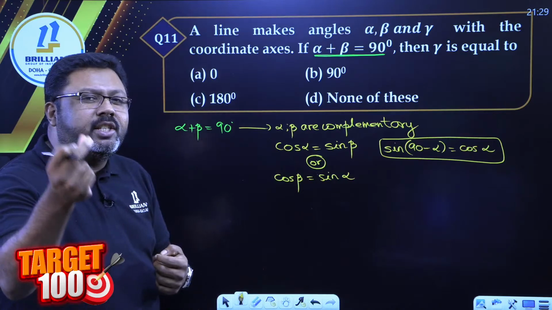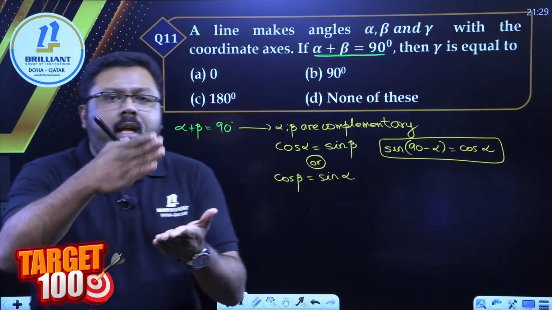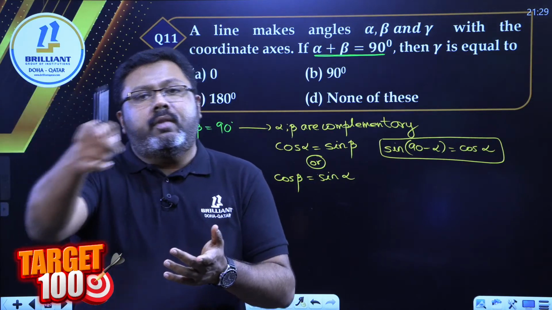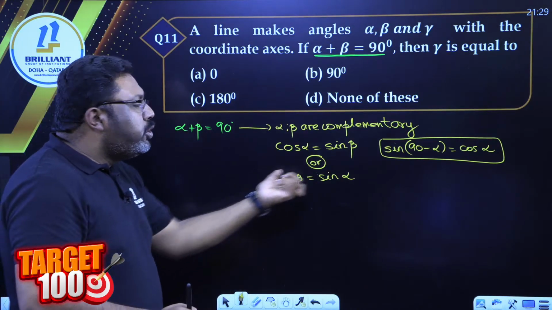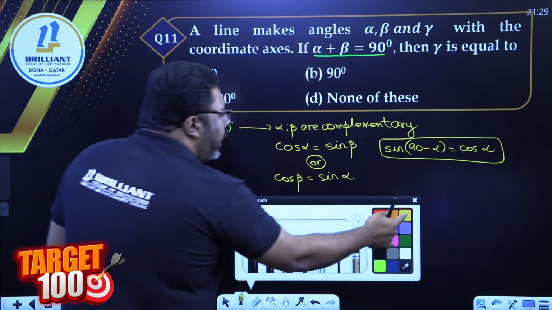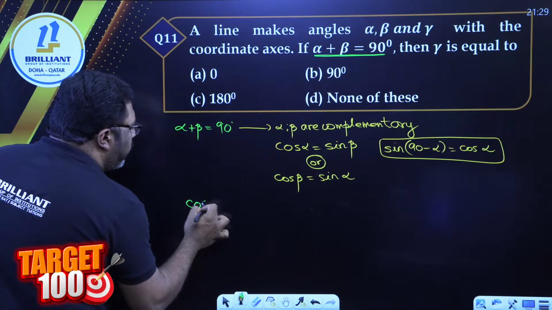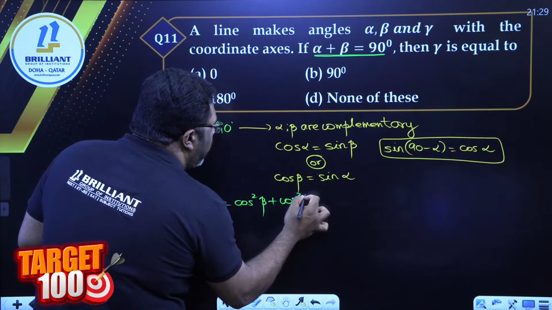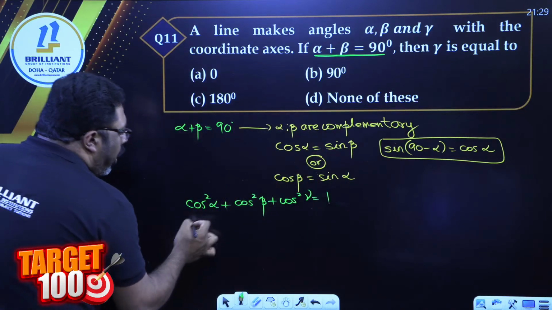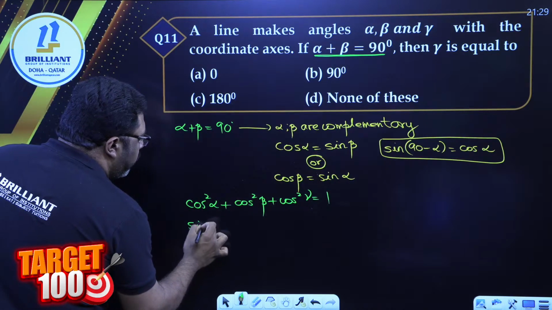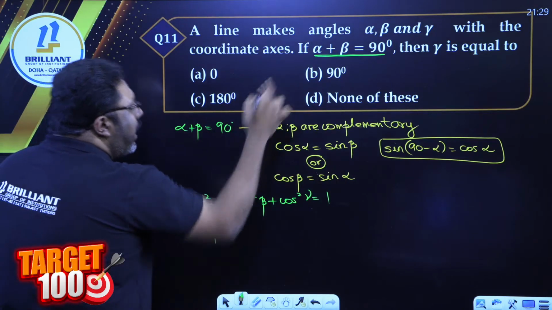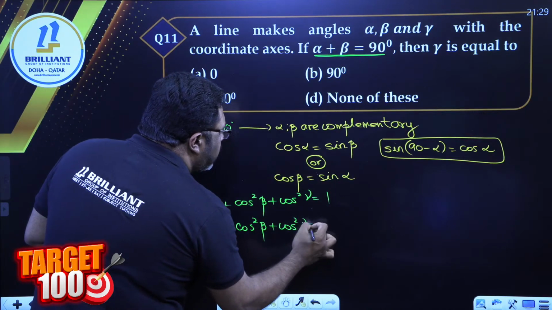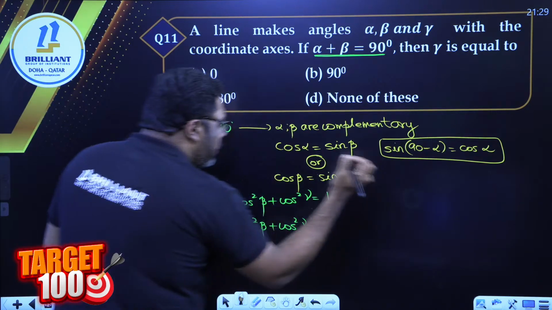Please keep in mind this very easy shortcut. If they are complementary, sine alpha will become the cos of the other angle, and cos alpha will become the sine of the other angle. So if I have this idea, let me go back to the relationship: cos squared alpha plus cos squared beta plus cos squared gamma equals 1. Cos squared alpha is the same as sine squared beta, because alpha and beta are complementary, plus cos squared beta plus cos squared gamma equals 1.